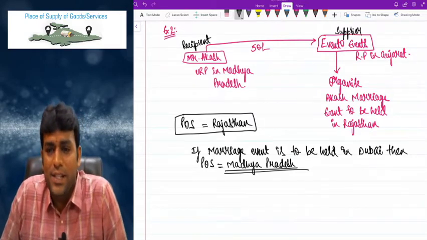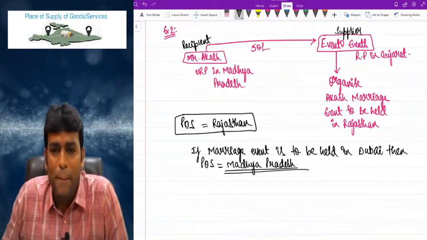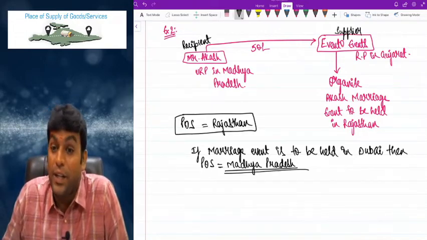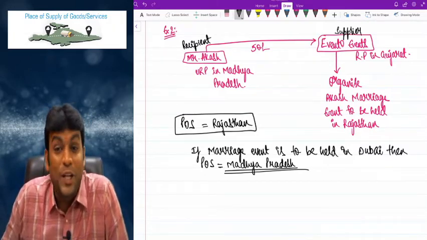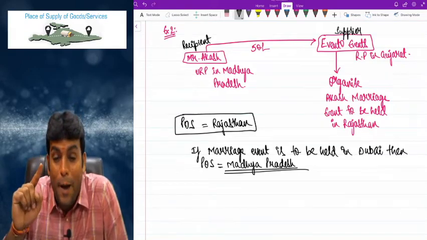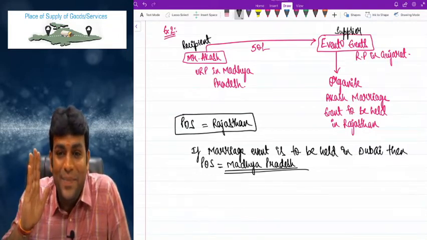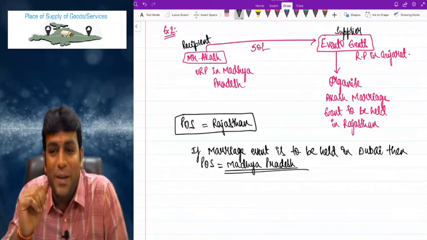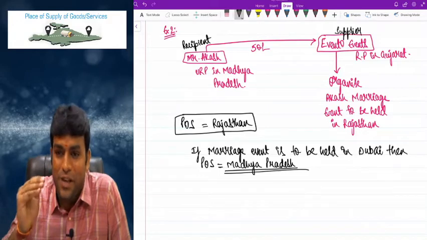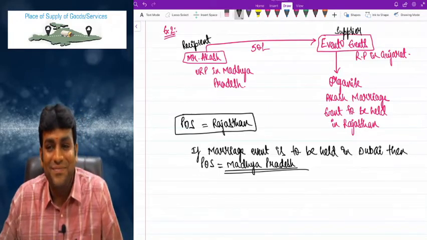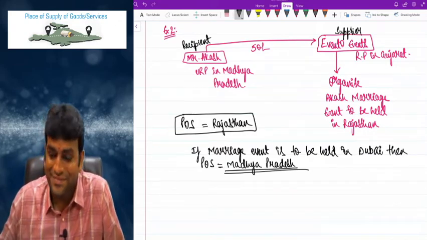So in this example, my dear friends, since the receiver is an unregistered person, what is the answer then? Place of supply became Rajasthan. But by any chance, if the marriage event is to be held in Dubai, then place of supply will be Madhya Pradesh. That is something like immovable property. In 12.3 we learned that if immovable property is located outside India, then place of supply is the location of the recipient. Same language is there here also, that if the event is held outside India, then place of supply is the location of the recipient. Good. Done. Next.